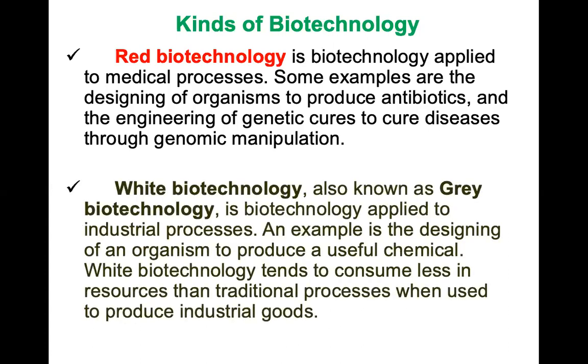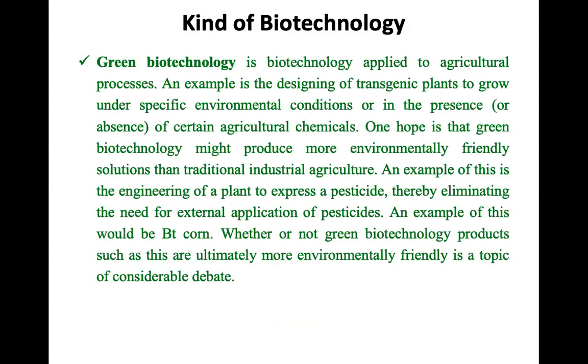White biotechnology, also known as gray biotechnology, as some people also say, industrial biotechnology, is biotechnology applied to industrial processes. An example is the designing of an organism to produce a useful chemical. White biotechnology tends to consume fewer resources than traditional processes when used to produce industrial goods. So white biotechnology is industrial biotechnology or gray biotechnology.